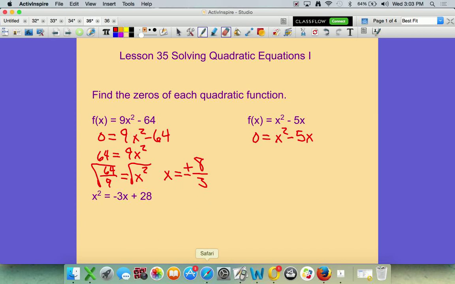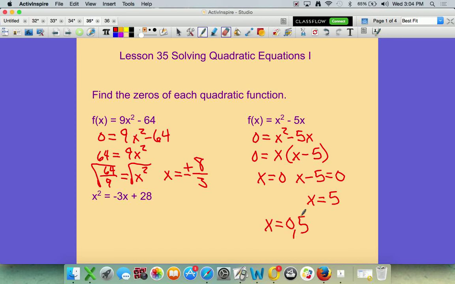So you can do that one either way, but because we have an x squared and an x here, we have to factor this. The only thing we can do here is take an x out, so we have x times x minus 5. Then we set both of our factors equal to 0. So x equals 0 and x minus 5 equals 0. Solve this one for x. X has to equal 5. So our answer for this is 0 and 5.